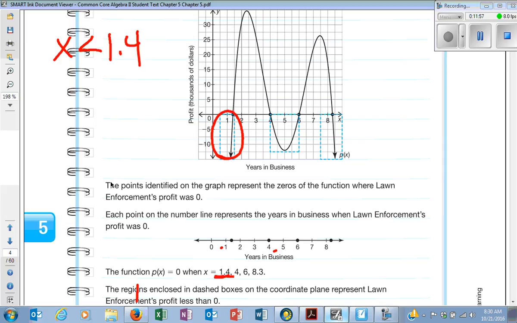What happens when I'm on 1.4? My profit is 0. What did we want it to be? Profit has to be less than 0. Is it allowed to be equal to 0? No. So can I put the one where it equals 0 in my x's? No, I have to exclude that one. Do we see the difference between being equal to and not equal to? Yes? So go ahead and try on your own to describe this part and this part.